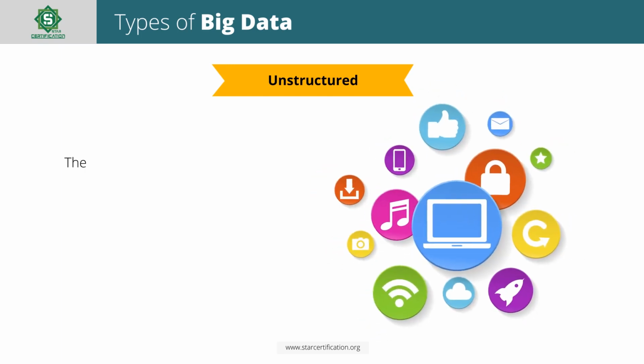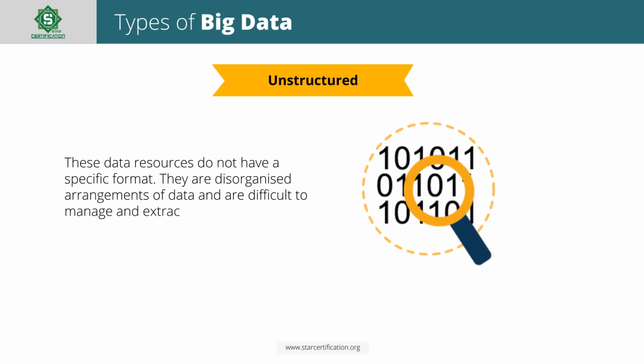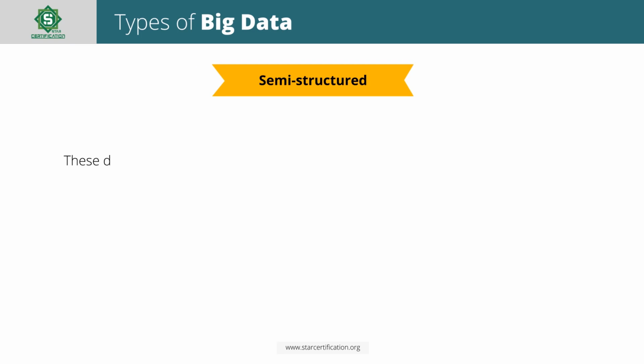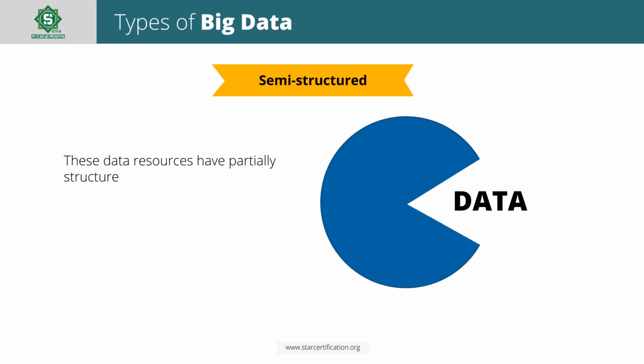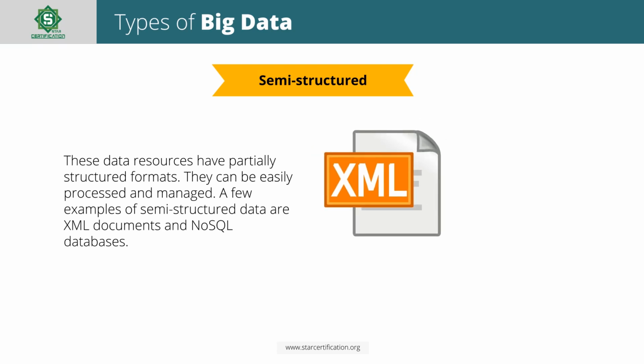Unstructured. These data resources do not have a specific format. They are disorganized arrangements of data and are difficult to manage and extract value from it. The data generated from social media platform is an example of unstructured data. Semi-structured. These data resources have partially structured formats. They can be easily processed and managed. A few examples of semi-structured data are XML documents and NoSQL databases.